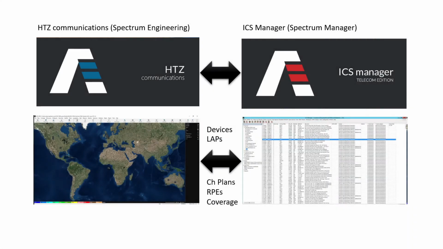So the idea is these two products together provide a turnkey solution, allowing you to exchange all the technical parameters required for coordination procedures. ICS Manager on the right is giving you a real, up-to-date snapshot of the Spectrum database. And the tool on the left-hand side is the planning tool that does all the coordination and coverage prediction analysis. Now, these two tools have an API and they can communicate seamlessly. The information you can communicate includes devices, the LAPs, the channel plans, the RPE antennas, coverage calculations as well, and so on.